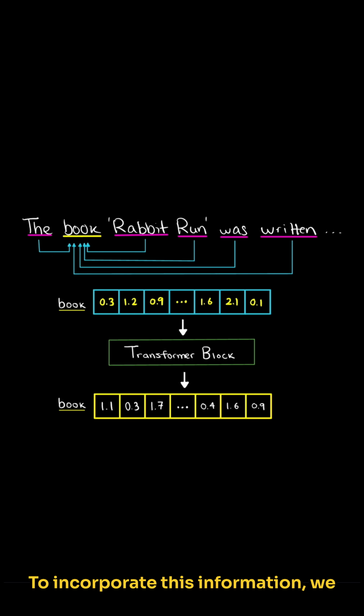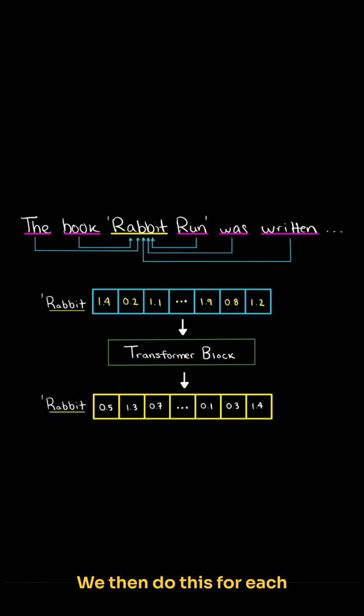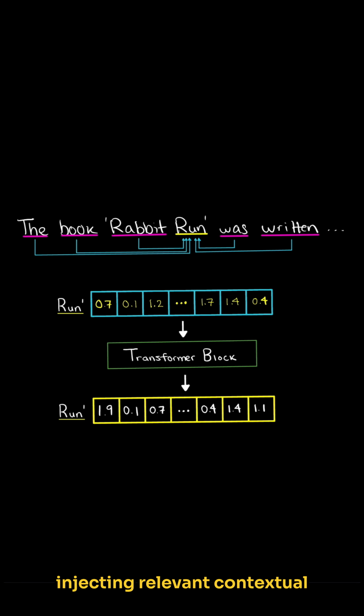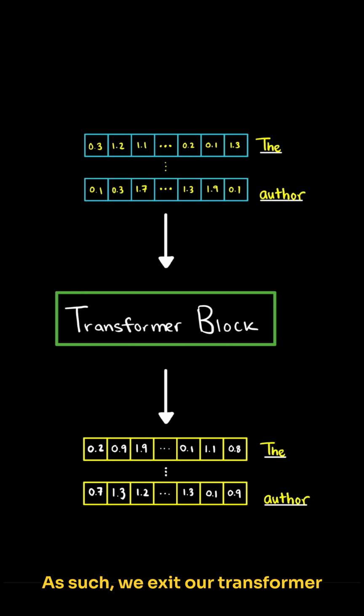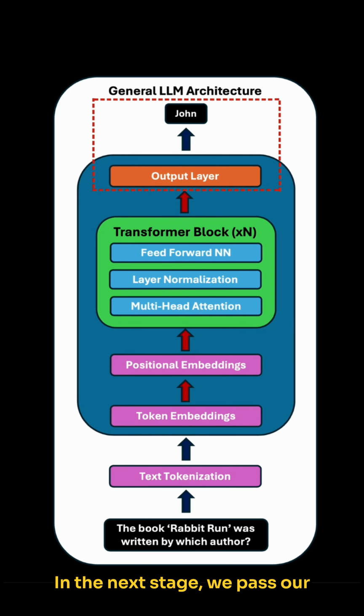To incorporate this information, we inject the representation of a given word with contextual information from other words in the sequence. So we take our input vector for our word and process it through our transformer blocks to bake in this information and provide us updated vector representations that encapsulate this contextual data, which is why we call our output vectors contextualized vector representations. We then do this for each word in our sequence, injecting relevant contextual information from other words to give us an updated vector representation. As such, we exit our transformer block with an updated set of context-aware vectors. In the next stage, we pass our context-aware vectors through our output layer to get our final answer.